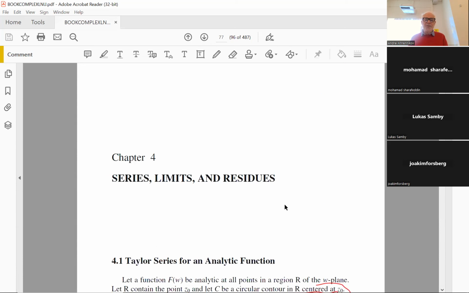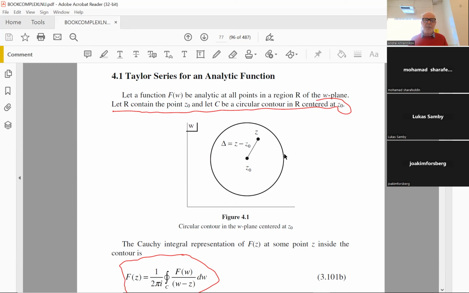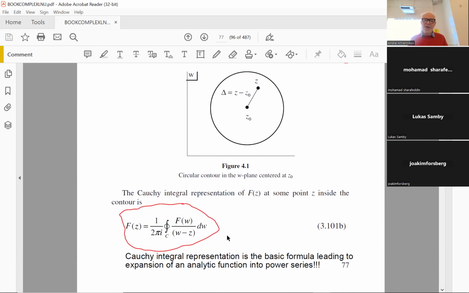Now, maybe go back to this picture. In this picture, we have the point Z0. This is the point of singularity. Outside of this point, our function is analytic. Then we take any point Z in this circle, and here the radius of the circle and the distance from Z to Z0 play a role. In this integral, the variable W is here on the circle. We integrate counterclockwise, always counterclockwise.